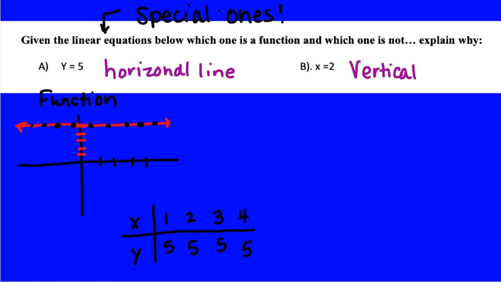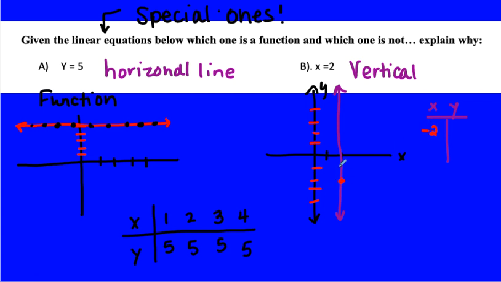Now a vertical line, let's look at a vertical line. So I'm going to do that same thing. I'm going to create a coordinate plane with my x and my y's. I'm going to go to 2. I'm going to draw a vertical line. I'm going to use purple. There's my vertical line. Now if I were to create a table of values for this, let's see. If I picked x of 2 right here, x at 2 would give me -2. X at 2 could give me -3 right here, -4.